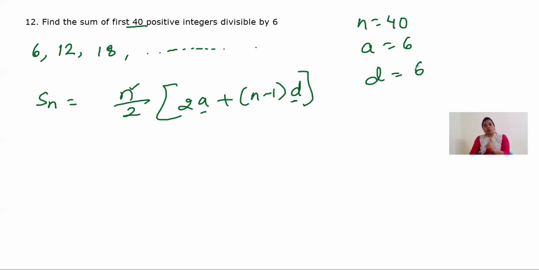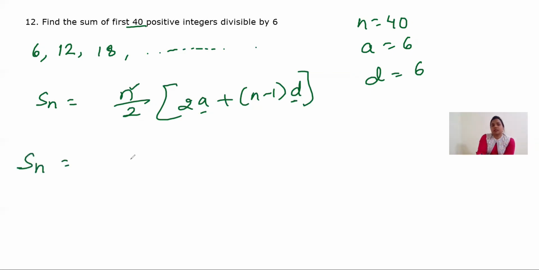I already have told you in my previous classes also that when we have to solve the questions of multiples, in that case, common difference is always that factor only. Means if we have to find the multiples of 6, common difference will be 6, because it's actually a table. It's the table of 6. So the table of 6, what is the difference between two consecutive numbers? That will be 6 only. So A is 6 and D is 6. So we can use this formula.